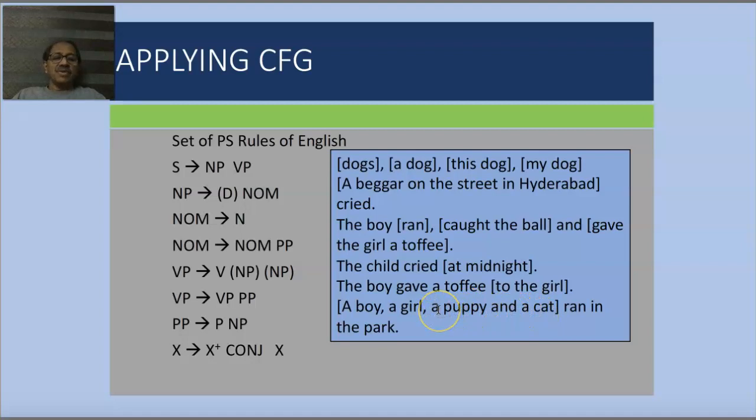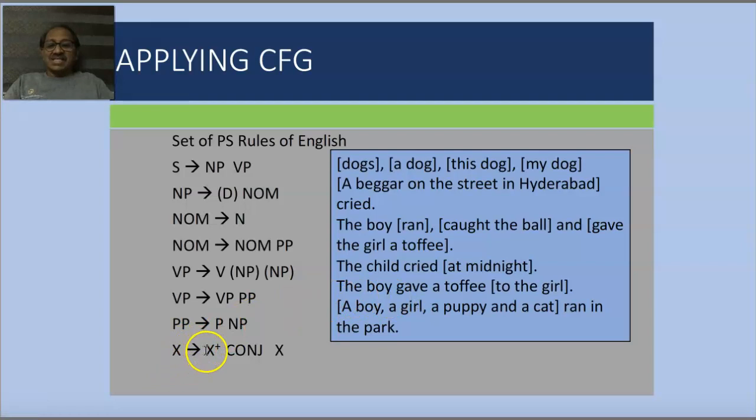You can even have one noun phrase and then the conjunction and a noun phrase. That means NP and NP. You can have NP, NP and NP. You can have NP, NP, NP and NP. Or NP, NP, NP, NP, NP, NP, NP and NP. To account for this is a coordinate noun phrase. So it's not just noun phrases, even verb phrases can be coordinated. We have seen here, ran, caught the ball and gave the girl a toffee. So we need a general coordinate phrase rule, which is like this.